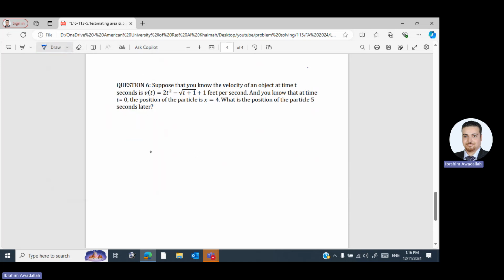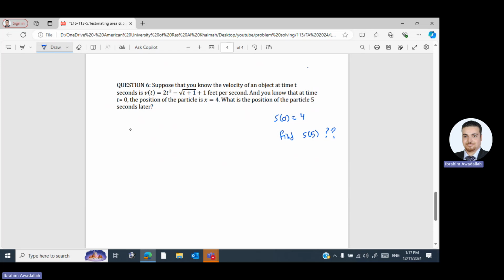The last question in this video will be almost the same thing. We have the velocity, and you know that at time t, this initial value, the position was x equal 4. So s of 0 equals 4. What's the position of the particle at 5 seconds? So we need to find s of 5. This is what we need to find.